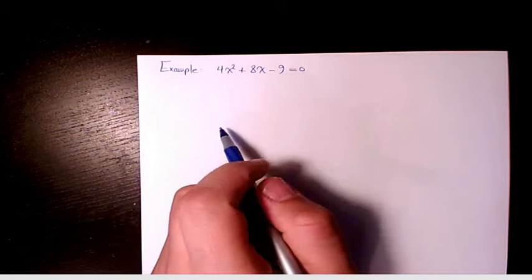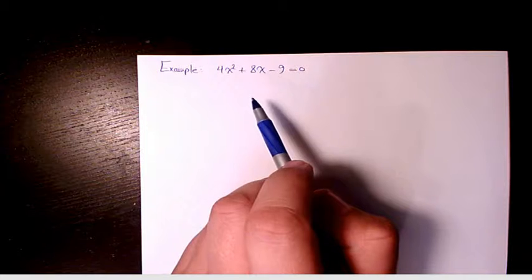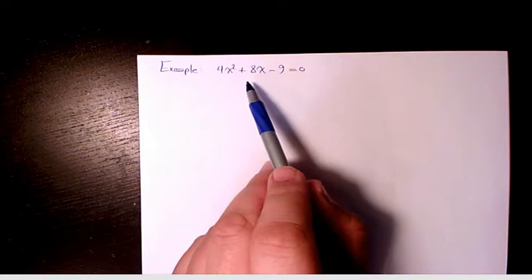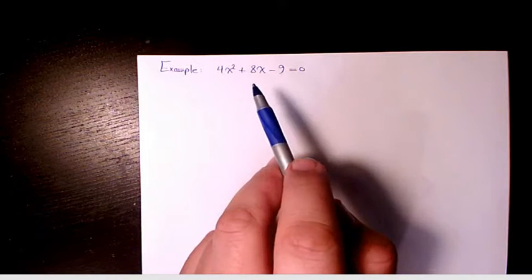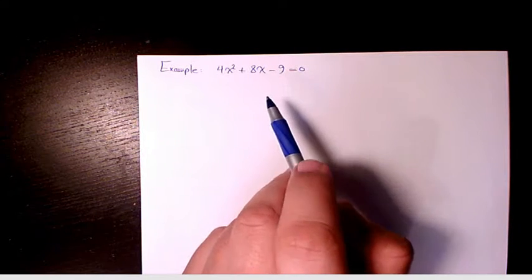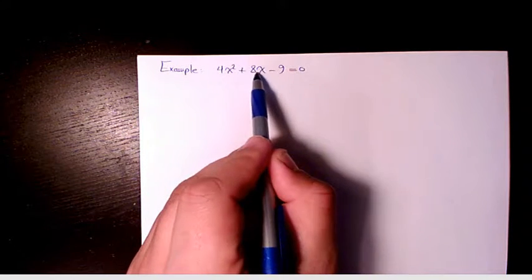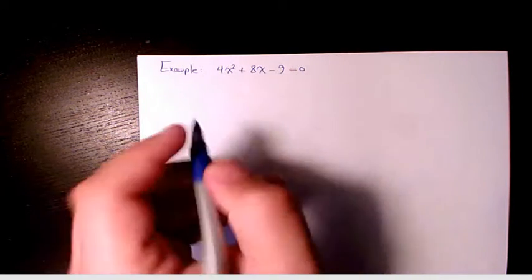Welcome to my channel. In this video I want to show you another set of equations and show you how to solve quadratic equations by completing the square. The first example I want to show you is 4x squared plus 8x minus 9 equals 0.